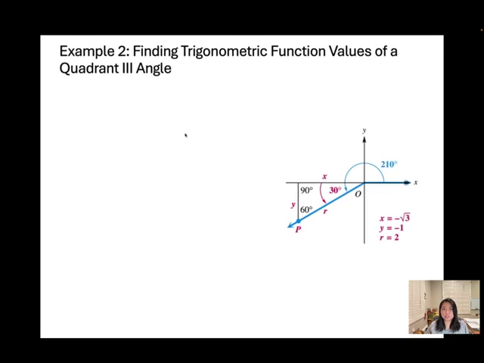So now we're going to find the 6 trigonometric values. First, sine 210 will be equal to y over r, which is going to be negative 1/2. Cosine will be x over r, so that will be negative square root 3 over 2. Okay, I want you guys to try to find tangent, cosecant, secant, and cotangent.